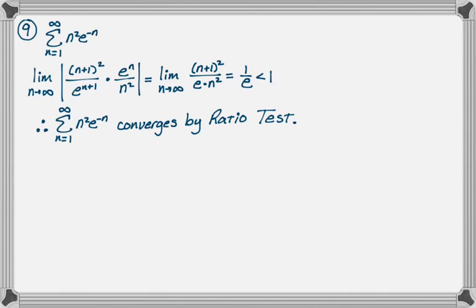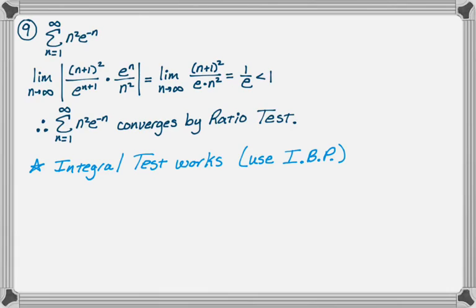So as I mentioned at the outset, I feel like this is supposed to be an integral test problem, and if you use the integral test, it'll definitely work. You get a convergent improper integral, but you have to show that that thing is decreasing, and you have to use integration by parts, and so that seemed like a lot more work. So I just went with the ratio test.